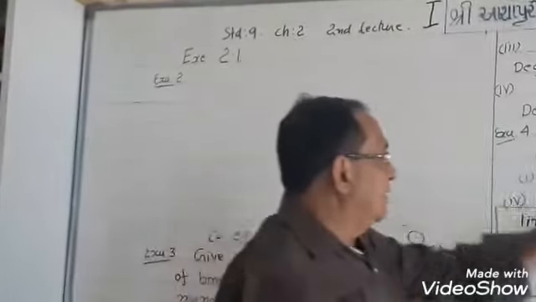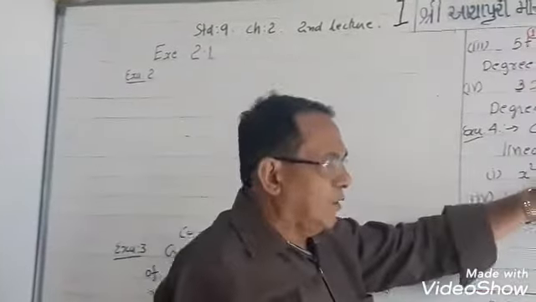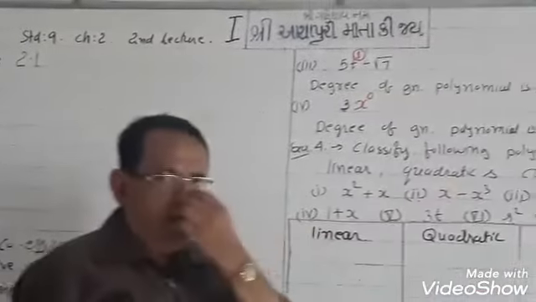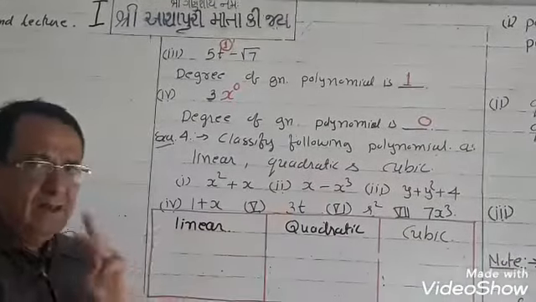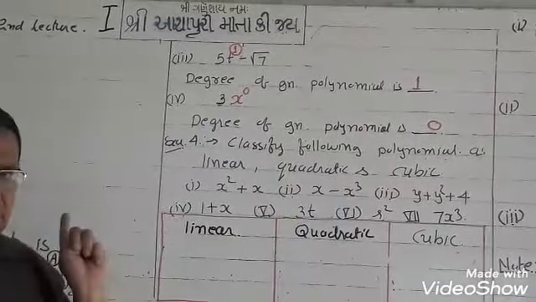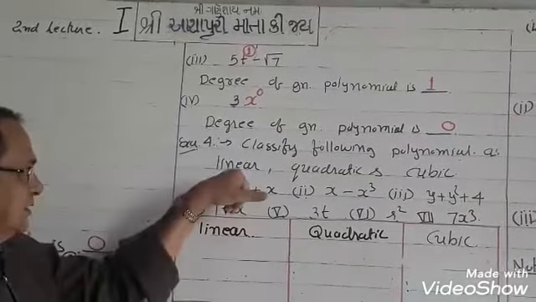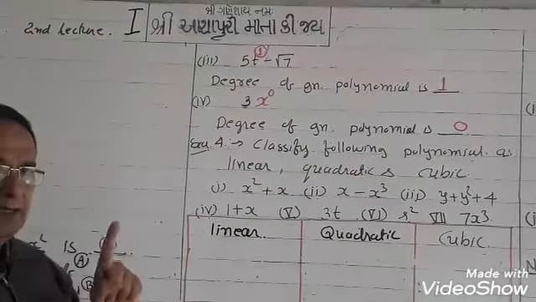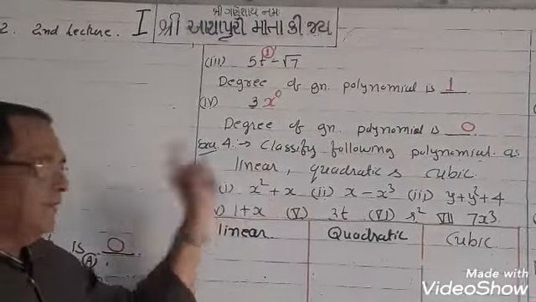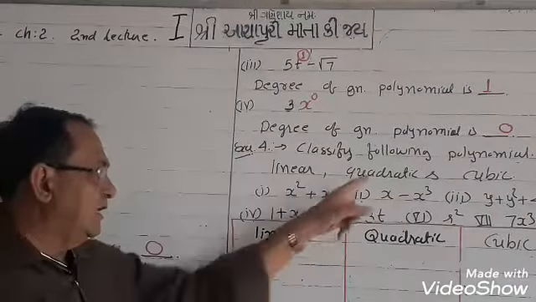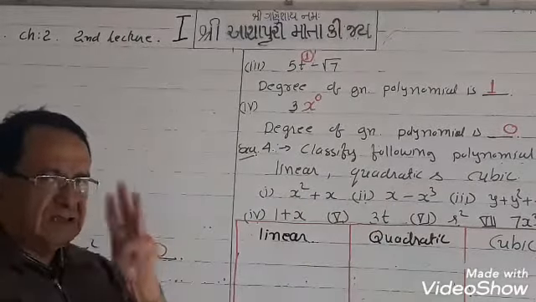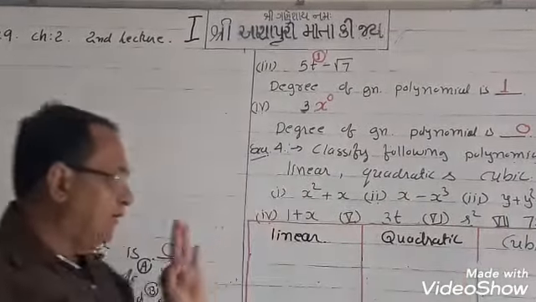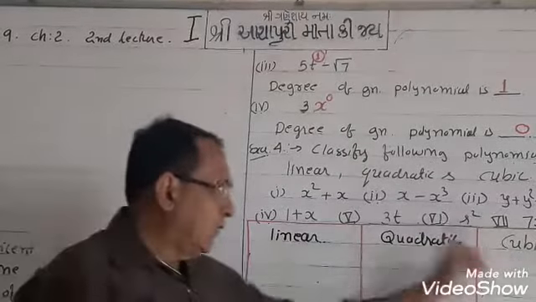Degree of polynomial. Classify the following polynomials as linear, quadratic and cubic. Right? Now all the polynomials are given here. We have to divide them into three categories. Is it linear? If the degree of the polynomial is 1, then it is linear. If the degree is 2, then it is known as quadratic. If the degree is 3, then it is cubic. One by one, linear, quadratic, cubic.